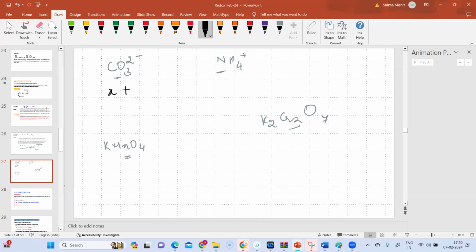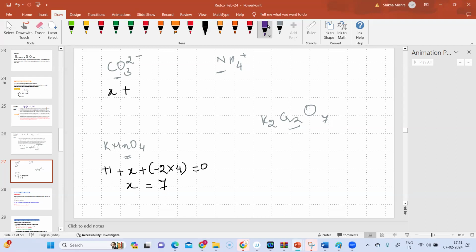KMnO4. We know potassium is an element of the first group, so its oxidation state is going to be +1. For manganese, that will be X, because that we have to find out. Oxygen, I have told you it is -2. So that will be -2 into 4, because it has got 4 oxygen. That will be equal to 0. That's what we have learned, that the total sum of oxidation states of various elements is 0, right? So if you solve that, what do you get? I believe you will get 7. Clear, Ritika?